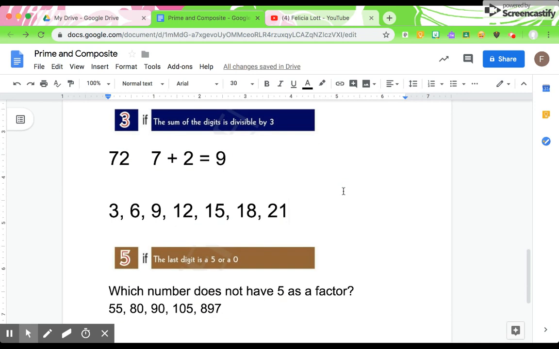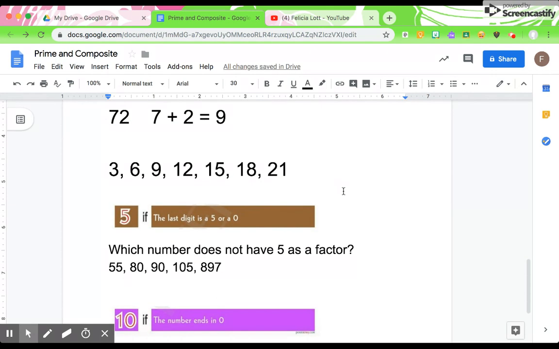So now we're going to move on to 5. Okay, 5 is my favorite number. For any number with a 0 or a 5 in the ones place or that last digit, 5 will be a factor. Awesome. So now looking here, we have 55, 80, 90, 105, and 897.